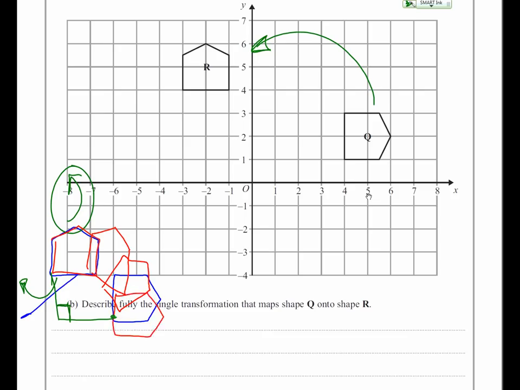I'm not showing that too well, because it should be like that, really. 90 degrees. Anyway, the other thing that we want to know, when you're spinning something around, is how much to spin it by, and where to spin it around.